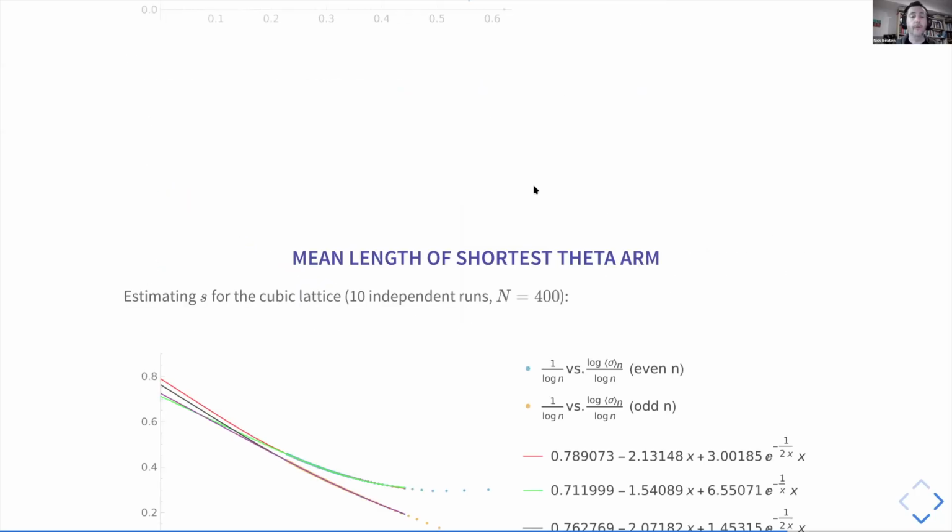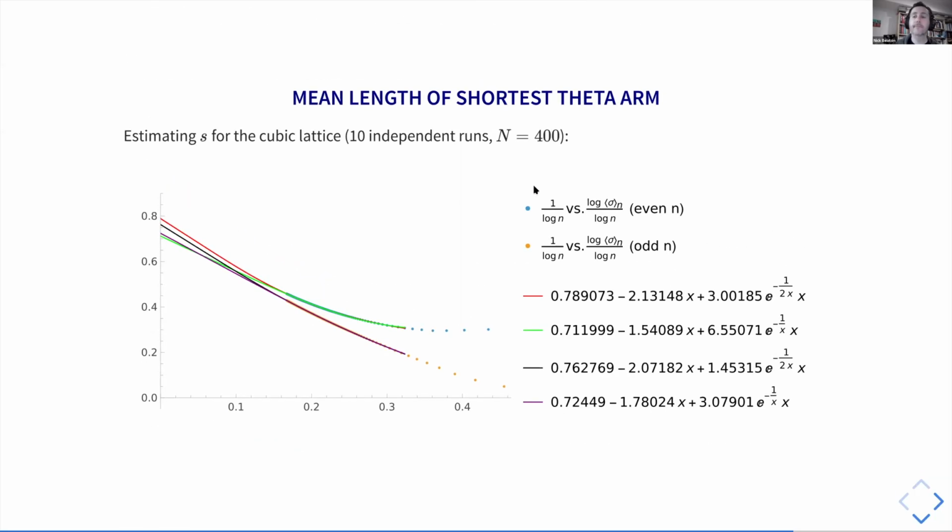I can also do the cubic lattice. Again, it's bipartite, so I've got these two different odd and even sequences. The data's quite messy, but again, everything is around the ballpark of about 0.75 again. So yeah, if I had to guess, I would say that's probably about the exponent, roughly in that number.